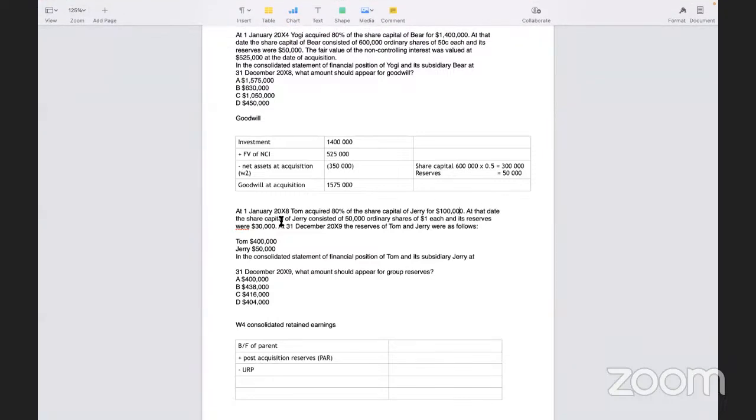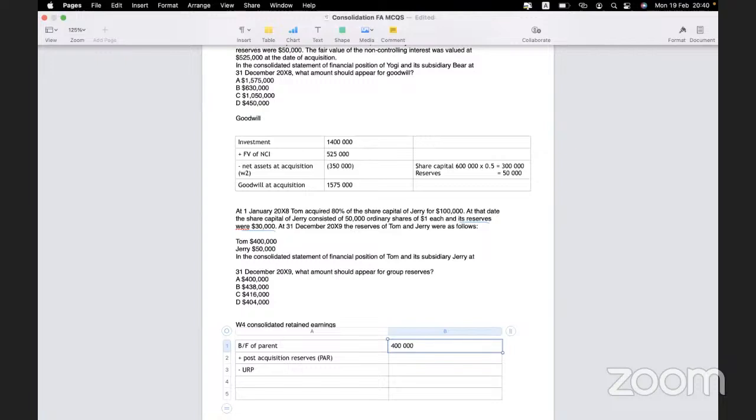At that date, the share capital consisted of 50,000 ordinary shares and the reserves were 300,000. Now, this is something to keep note of. So when Tom is buying Jerry, the reserves of the subsidiary were 330,000. On 31st of December 2009, the reserves of Tom and Jerry have been given below. Tom 400,000. Now, Tom is the parent, no? So parent retained earnings, I should take it over here, 400,000. Jerry is 350. We need it for the post-acquisition reserve.